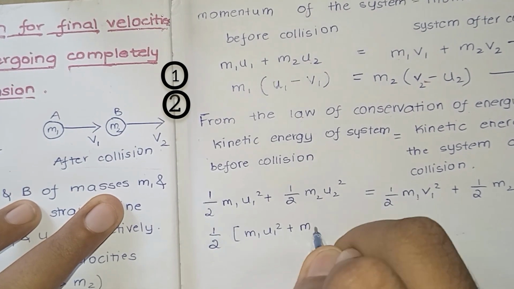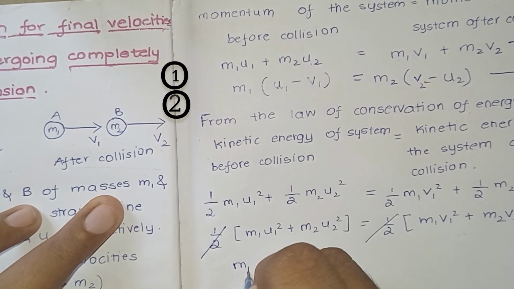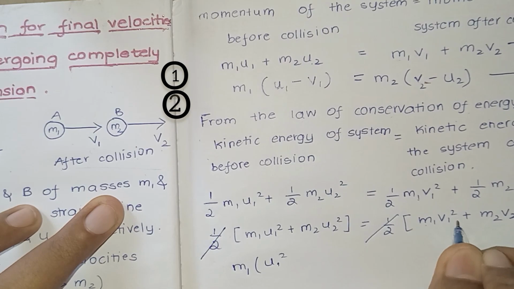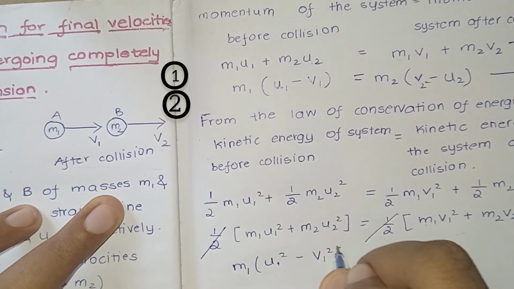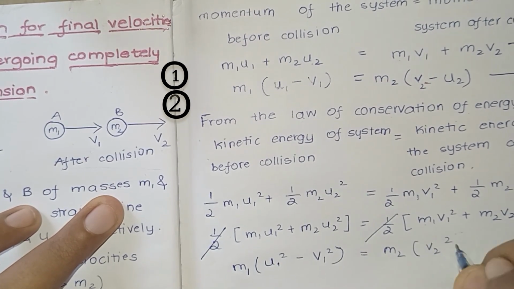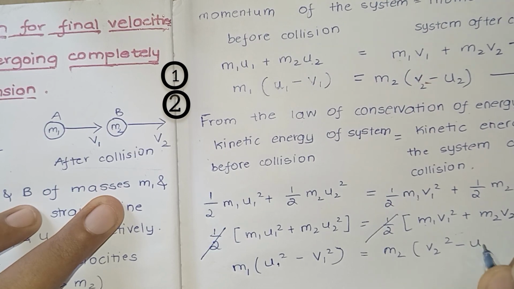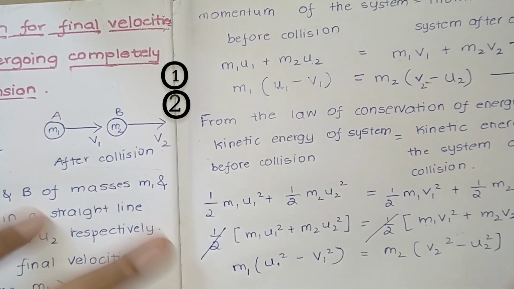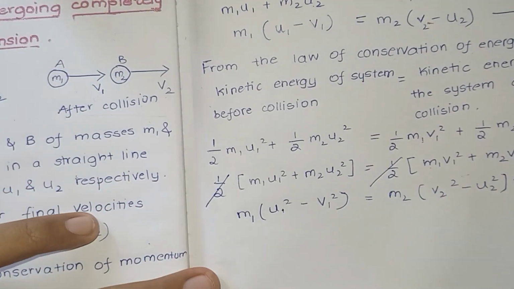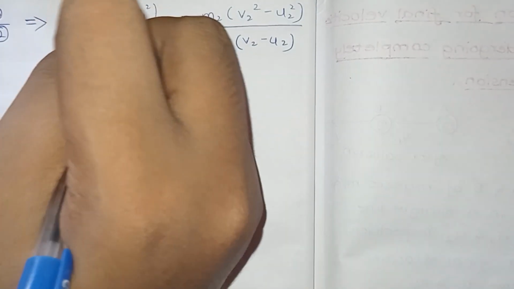Kinetic energy means half m v square, so there is mass and velocity. Then take half common, and the half will get cancelled, so you get the remaining equation. As we did in the momentum case, take the masses common and subtract the velocities. I have written the two equations one below the other: the above is equation number 3 and the below is equation number 2.